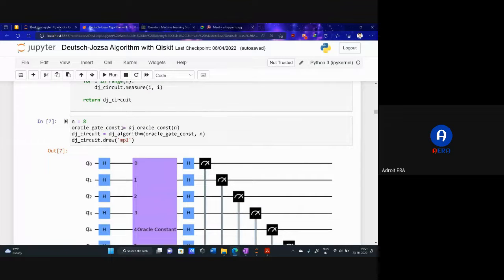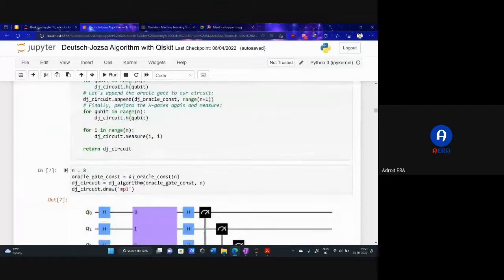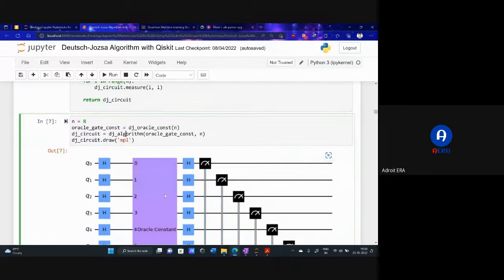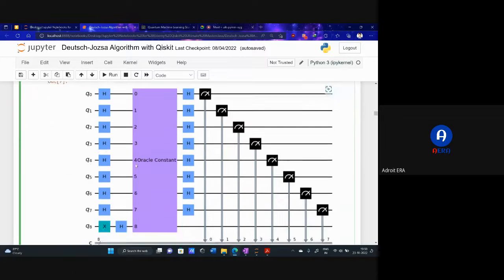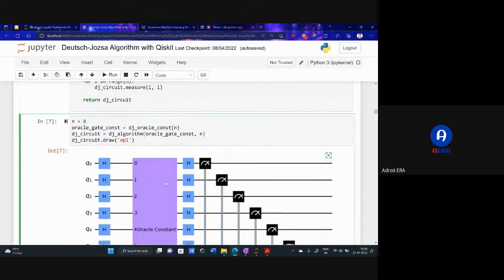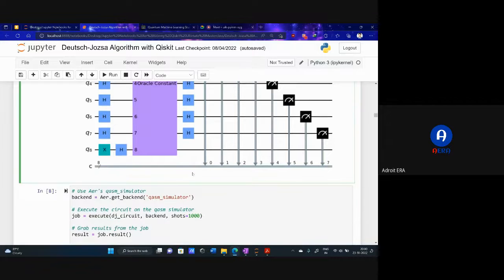And here we are just calling all the functions. We made the functions, which is DJ Oracle const. We called this function, and then we provided this Oracle gate const. We prepared this box, and we provided that box into the algorithm. We provided the number of qubits also, and then we drew the diagram. This is for n is equal to 8 qubits, and this is a constant oracle.